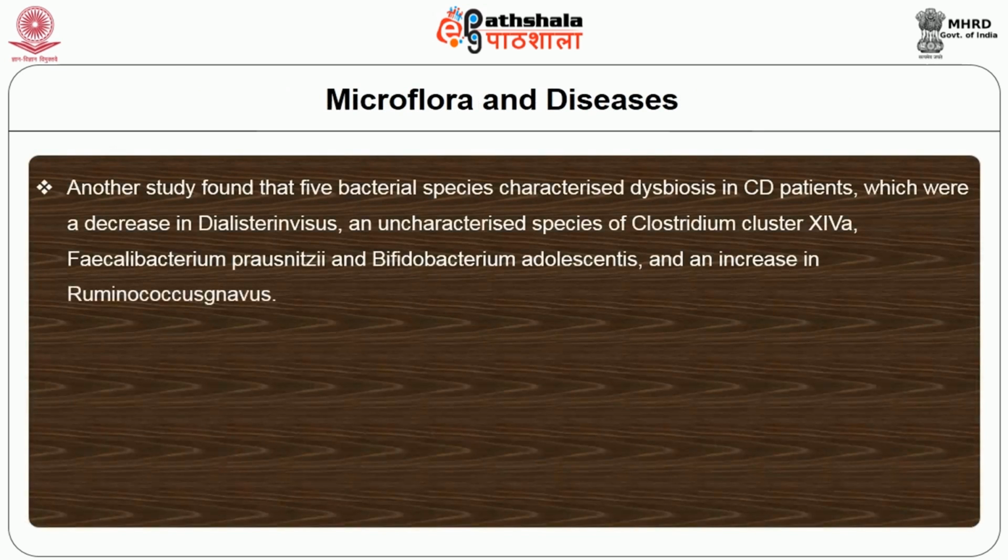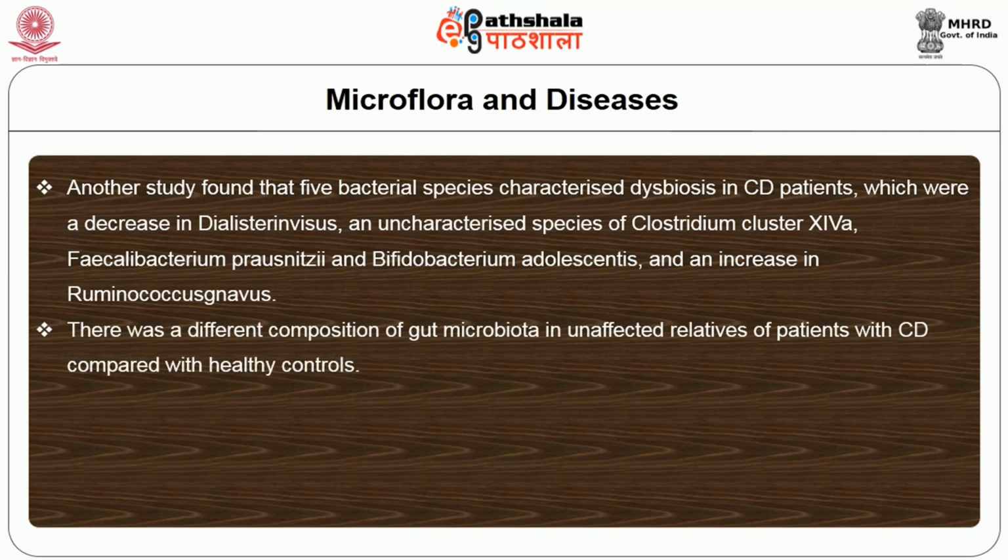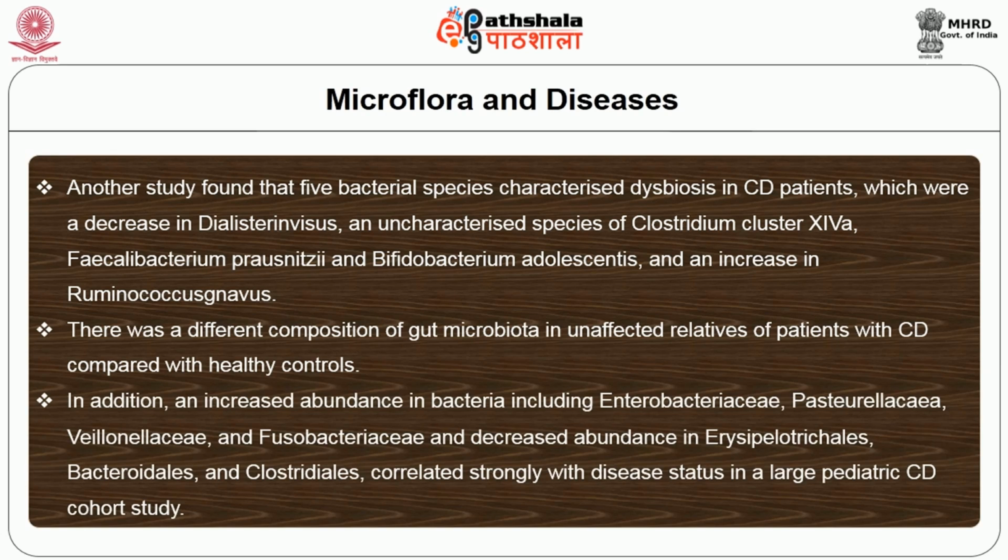Another study found 5 bacterial species characterized by dysbiosis in CD patients, where there was a decrease in Dialister invisus and an uncharacterized species of Clostridium cluster XIVa, Faecalibacterium prausnitzii and Bifidobacterium adolescentis, and an increase in Ruminococcus gnavus. There was a different composition of gut microbiota in unaffected relatives of patients with CD compared with healthy controls. In addition, an increased abundance of bacteria including enterobacteria, Pasteurellaceae, and many other bacteria correlated strongly with the disease status in a large pediatric CD cohort study.